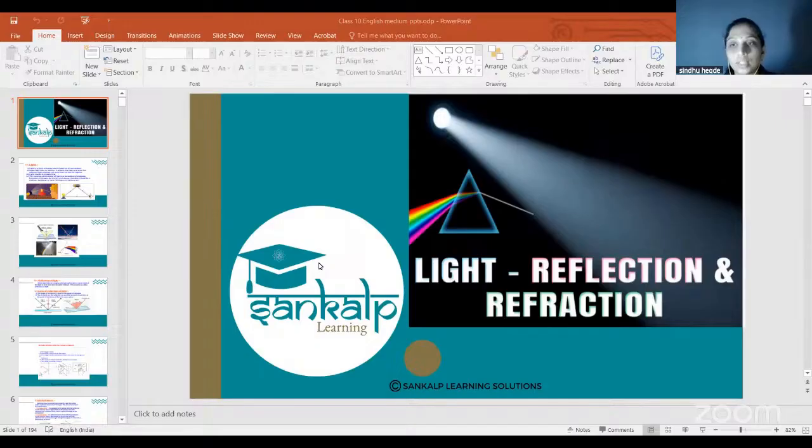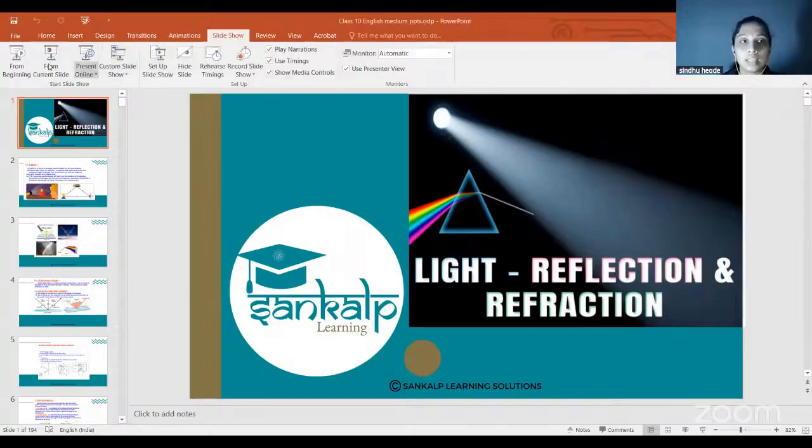Then after that we discussed the reflection of plane mirrors, right? Reflection of plane mirrors, and then again types of mirrors, that is plane mirror and spherical mirrors. In that we learned about spherical mirrors also. Spherical mirrors are classified into two types: one is concave mirror and another one is convex mirror.